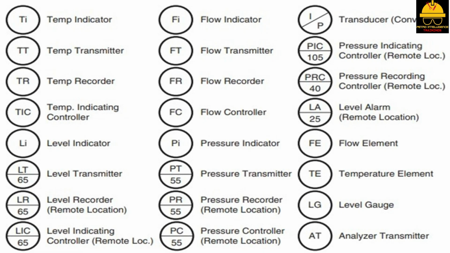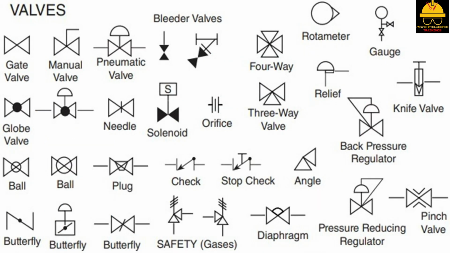If the first letter in the circle is the letter A, it is an analytical instrument. This picture shows a list of simple instruments. These instruments will be covered in more detail later in this video.